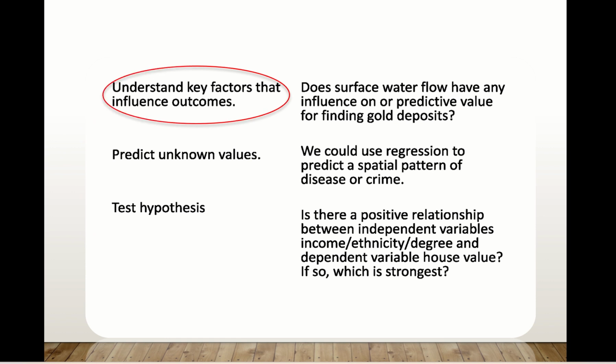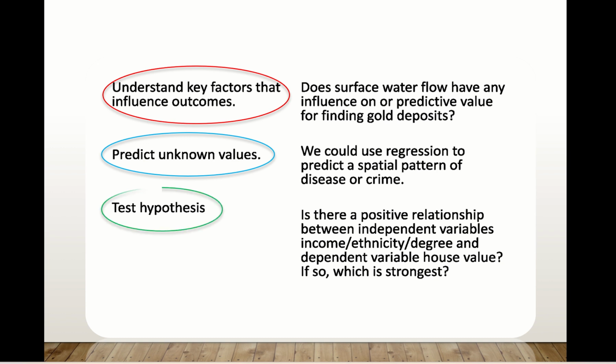So some things that we use regression analysis for, right? We're trying to see if some key factors influence outcomes. So imagine that you have data on gold deposits and also how much water flow you have in an area. You might be interested in whether you can predict gold deposits from water flow. Often when we're dealing with spatial data, we have a lot of unknown data at certain locations. So we can construct a linear regression model to try to predict unknown values throughout our study area.